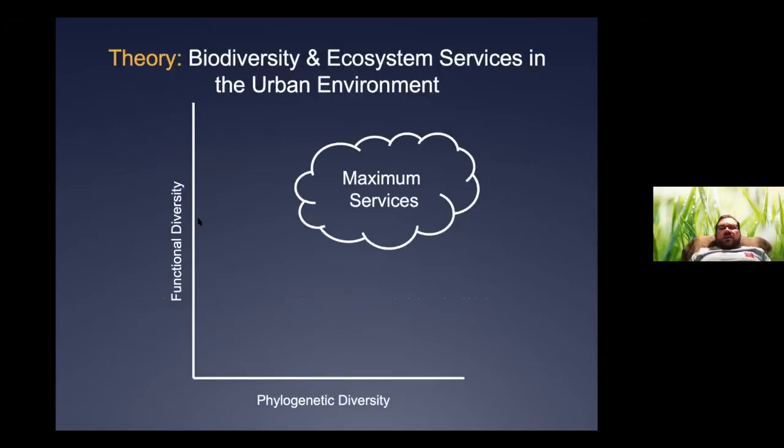And so we hypothesize that if you plot phylogenetic diversity versus functional diversity in this plot here, you would get maximum services up here in this upper right. And the reason is that if you have high functional diversity or maximum traits in your ecological community, you will fill out a lot of the niches that are available in the environment. And if you have maximum phylogenetic diversity, you are filling out maximum niches, or at least identifying those niches that you failed to find when you identified the traits that you were using to identify the functional diversity that you were interested in.